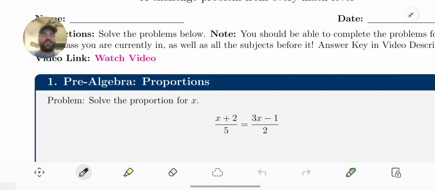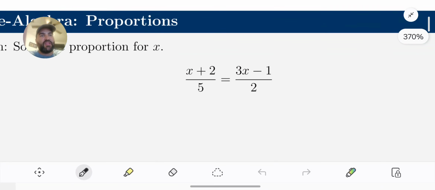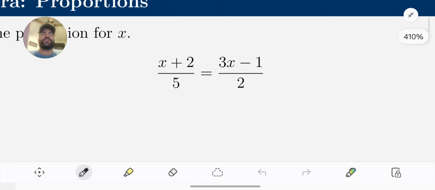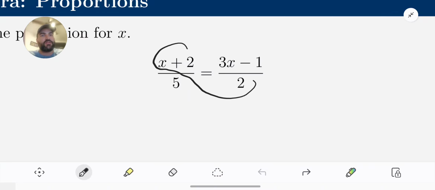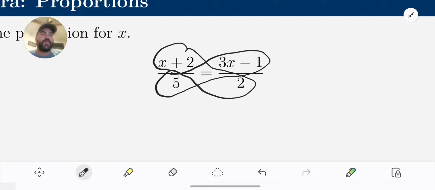Pre-algebra proportions. Good question. It's pretty advanced for pre-algebra, like it'll be the hard question in a chapter. Nonetheless, you should know what to do when you see this. We see an equal sign, fraction equals fraction. If you ever see this setup, what we're going to do is called the butterfly method. That's what most of these kiddos think of it. We're going to do this times this, and you can see the butterfly.